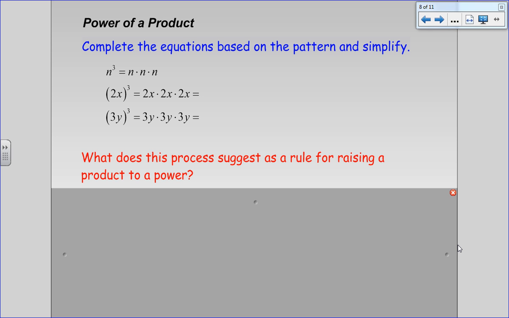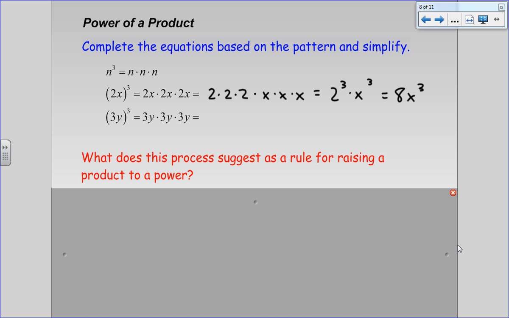So for example, n cubed is n times n times n. Similarly, the quantity 2x cubed is 2x times 2x times 2x. And if we wanted to simplify this expression further, we could first apply the commutative and associative properties to reorder and regroup all these factors. So we could write 2 times 2 times 2 times x times x times x, or 2 cubed times x cubed. And then our final answer would be 8x cubed.